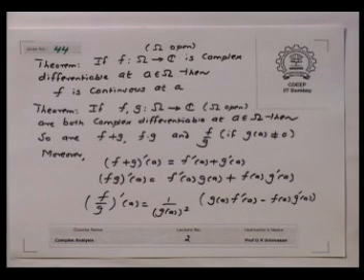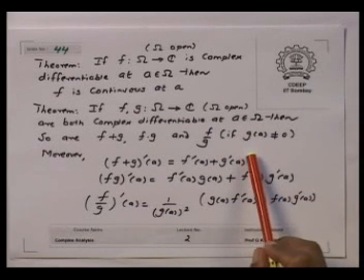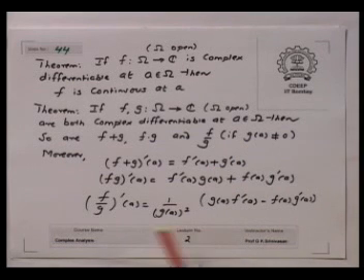Then you pick two functions f and g from omega to C. Omega is open as usual. They are both complex differentiable at A. Then the sum of the two functions is complex differentiable at A. The product is complex differentiable at A. The quotient is complex differentiable at A, provided g of A is not 0. Correct? Moreover, the derivative of a sum is the sum of the derivatives.